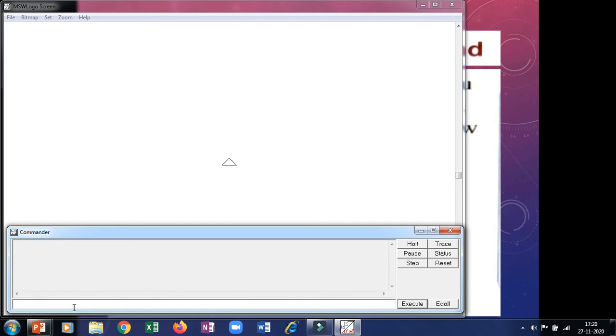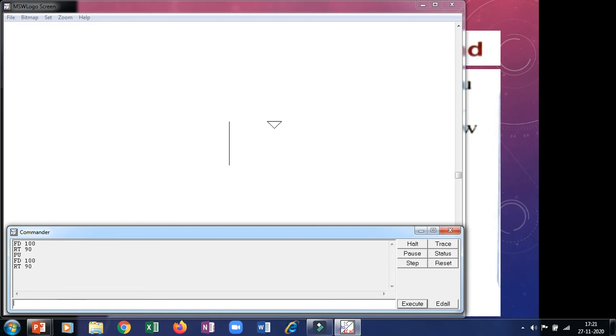So first let us draw some lines. FD 100, RT 90. Now I want to move the turtle without drawing a line. So this time I will use the PU command, that is pen up. Okay, let us move the turtle, FD 100. Now you have seen this much portion the turtle has moved without drawing the line because we have used pen up.